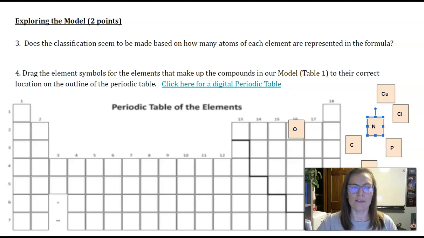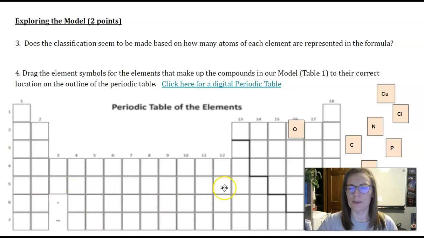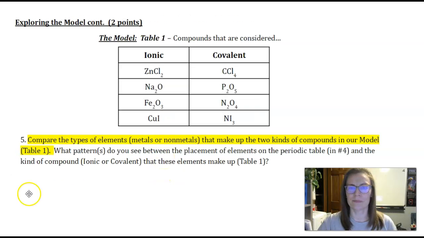After you have dragged them into the correct location, you're going to go back to this chart and think about if you see any patterns. Do you see any patterns between the elements and their placement on the periodic table versus particular elements that make up either one of these types of compounds? Number 5 is where you talk about any patterns that you were able to find.